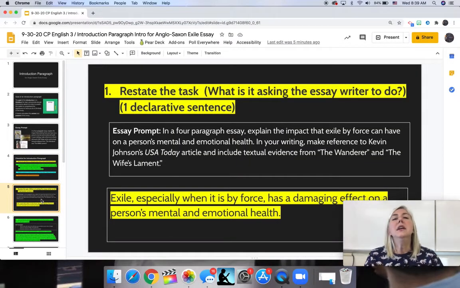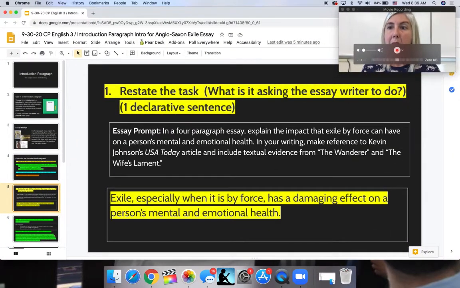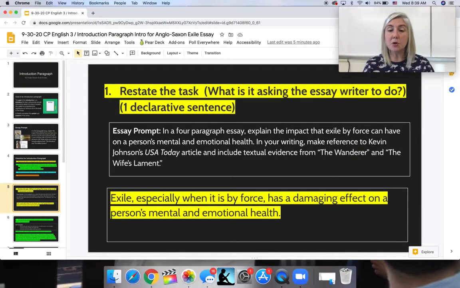Okay. So the first element of the introduction paragraph says, restate the task. What is it asking the essay writer to do? I'm going to see this information contained in the first line of the prompt. It says, in a 4-paragraph essay, explain the impact that exile by force can have on a person's mental and emotional health. Okay, it's telling me I have to explain that.